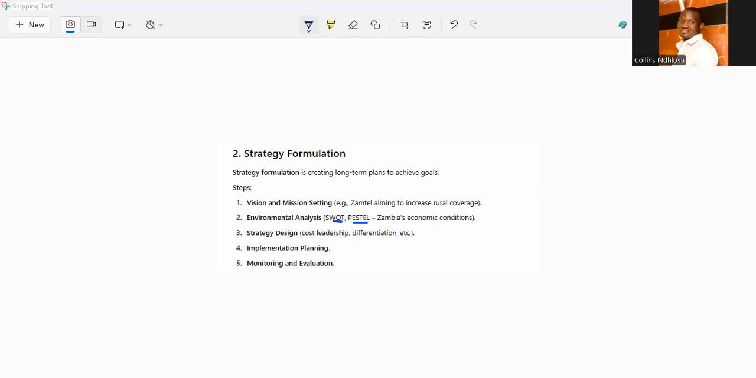Anyone? How do we use the SWOT analysis to analyze the internal and external? For the SWOT analysis, how we analyze the internal, we look at the strengths the organization has and its weaknesses internally. And externally, we look at the opportunities it has out there and the threats which are out there, which affects it out there.